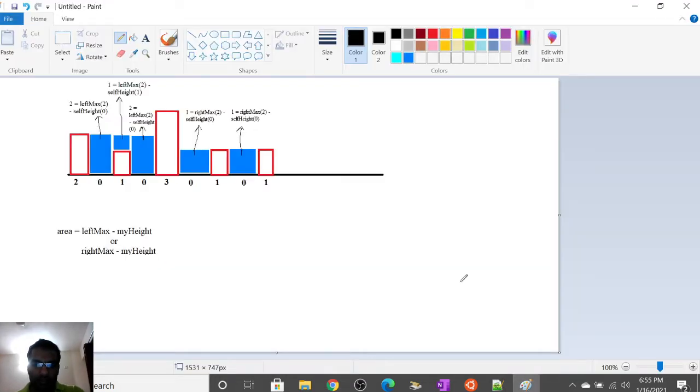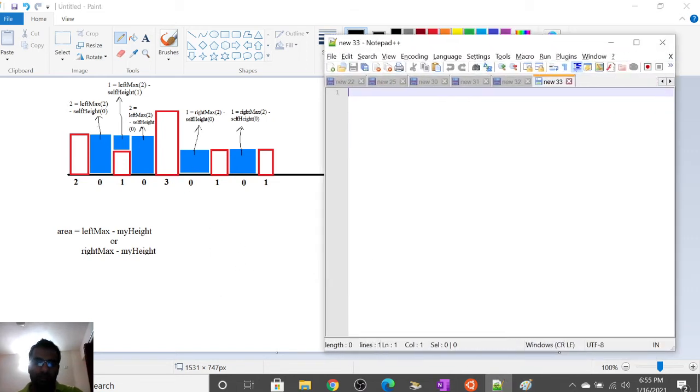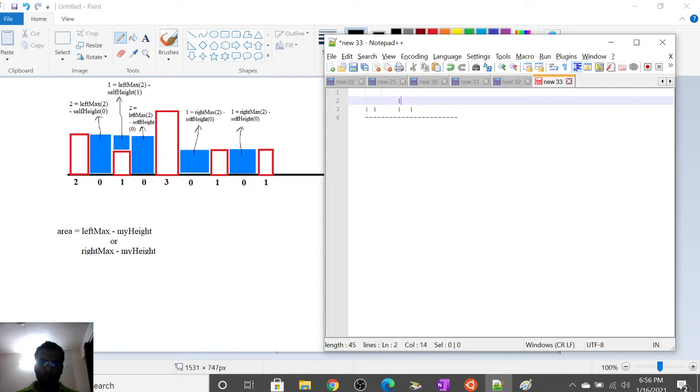So let us consider this analogy here. The amount of water trapped between the buildings can be considered as the left max minus self height. So what happens here is, let me consider a simple scenario where we have some buildings. So let me consider this is a building of block 1, height 1. This is a building of height 2.